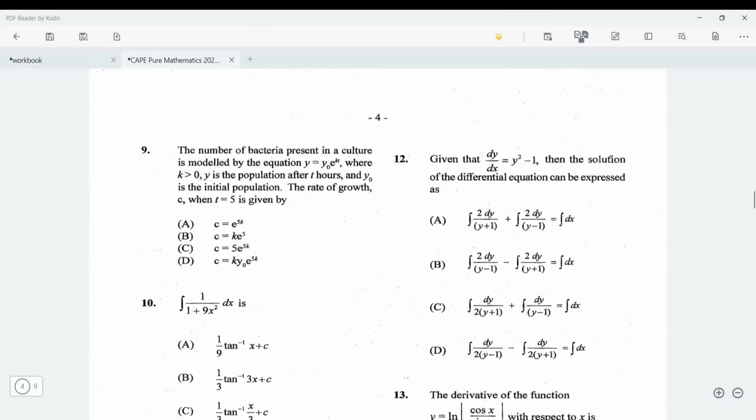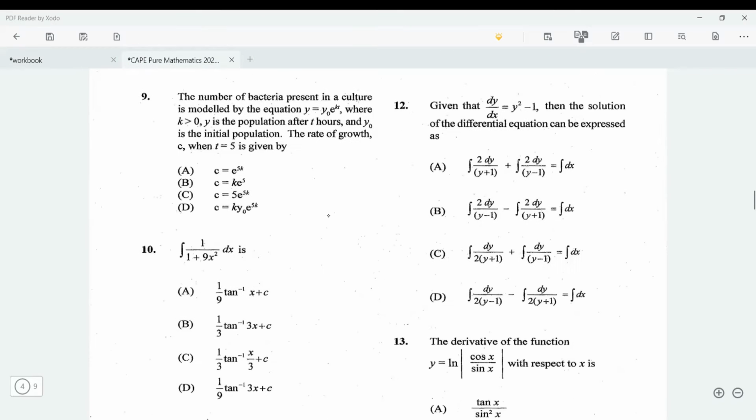Question 9. It says the number of bacteria present in a culture is modeled by the equation y is equal to y naught e to the kt, where k is greater than 0. y is the population after t years, and y naught is the initial growth. The rate of growth is the first derivative. So we need to differentiate it to find dy by dt. When you differentiate e to the k times t, you get k times y naught e to the k times t.